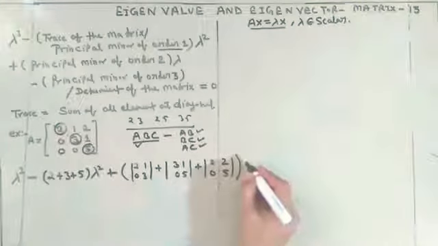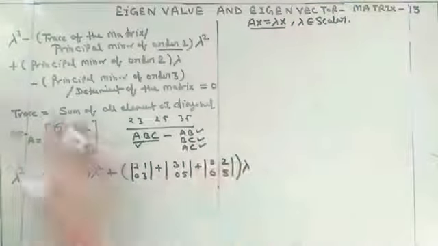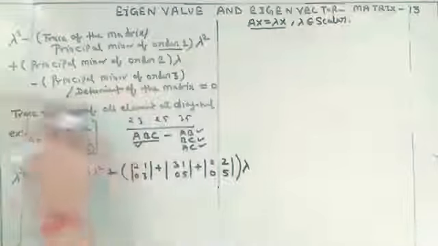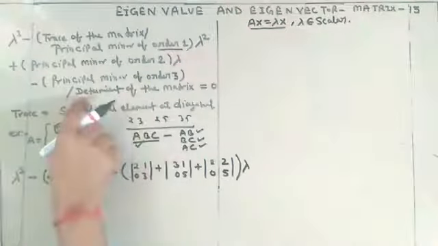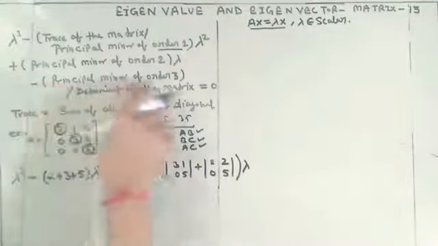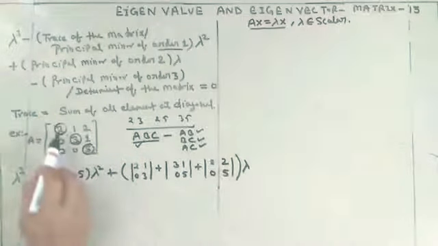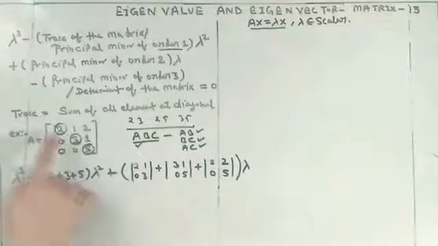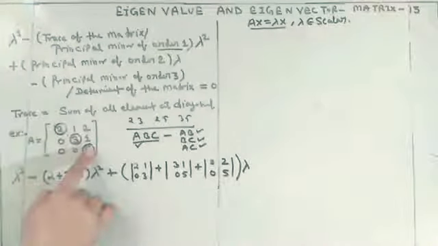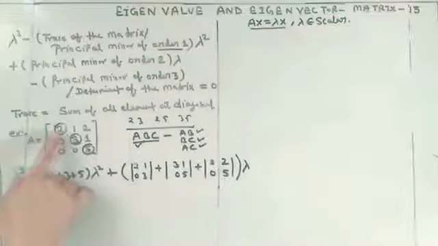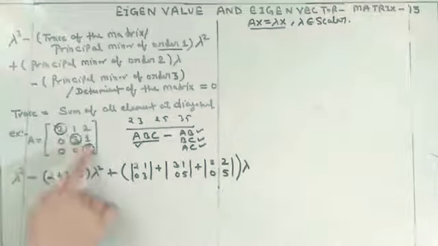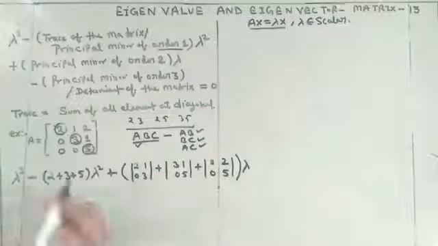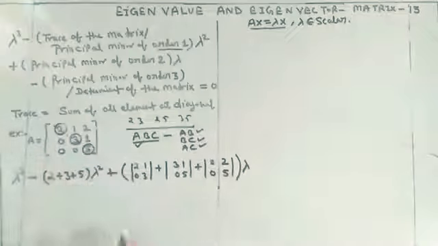Okay, after that we have taken lambda. Then at last, the principal minor of order 3. Now this time you have to take 3 elements. At first you took one element, then you took 2 elements on the principal diagonal. Now this time you are taking 3 elements on the principal diagonal. If you take 3 elements, then the whole matrix will come, which means the determinant of the matrix.